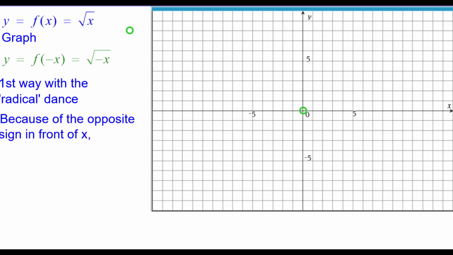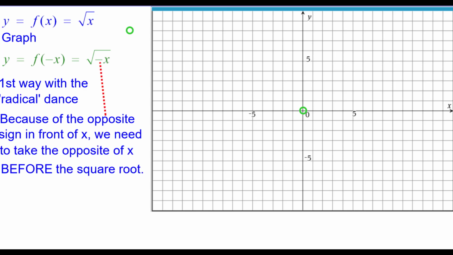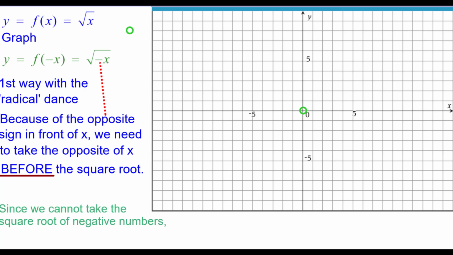Because of the opposite sign in front of x, we need to take the opposite of x before the square root. And since we cannot take the square root of negative numbers, we need to use negative values for x. For example, when x is -1, the opposite of -1 is +1, and its square root is 1. So left 1, up 1.